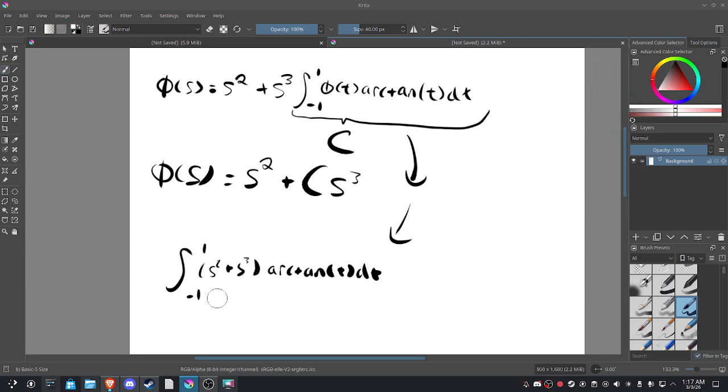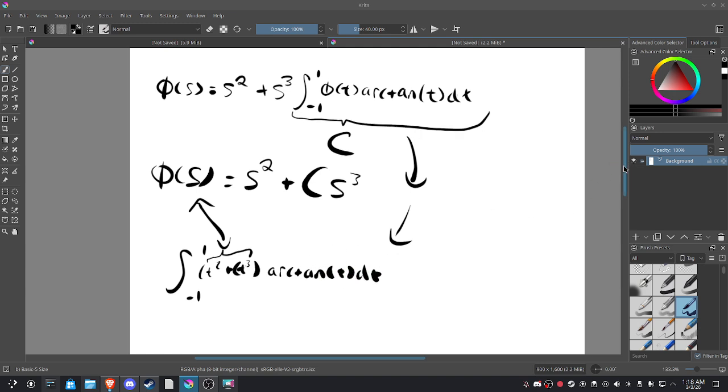Whoopsie. I don't know where the eraser button is on this drawing app, so I just change my marker to white. So as you can see, we have substituted this here, except those s's need to be t's. I do this so much. But yeah, so t^2 plus c times t^3 times arctangent t dt.